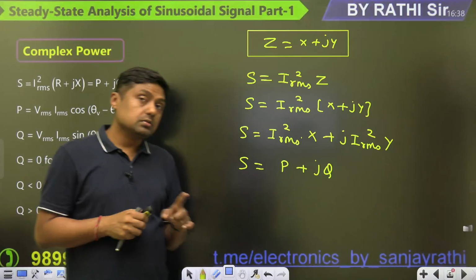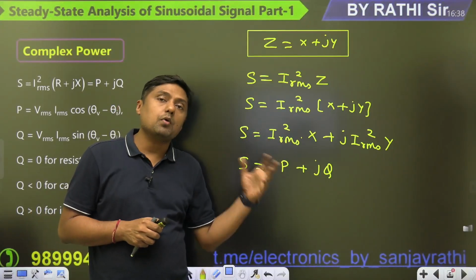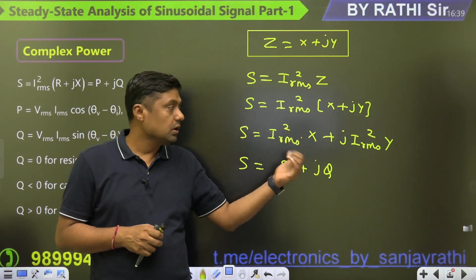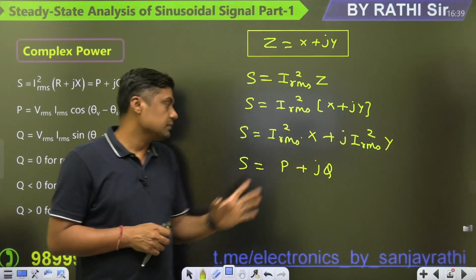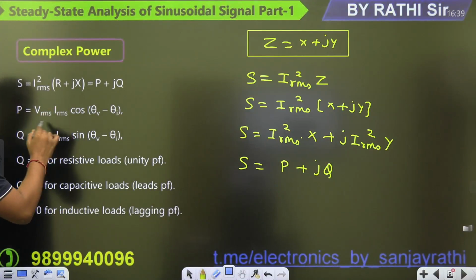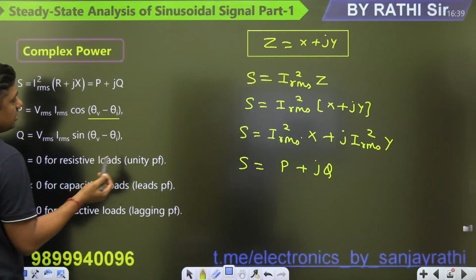And remember, this P or real part will give the real power or effective power or average power that is transferred to the load. And this is the reactive power. So this is the case: V RMS, I RMS, cos of theta V minus theta I, where theta V minus theta I is normally known as theta.